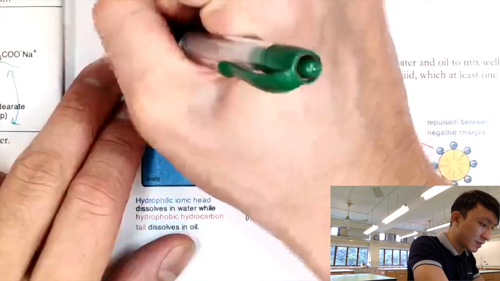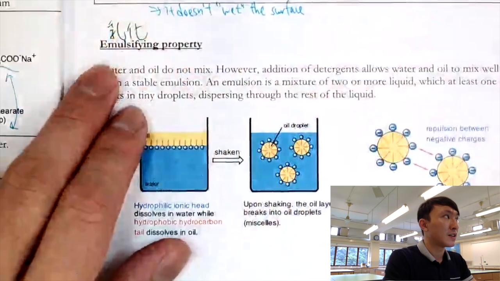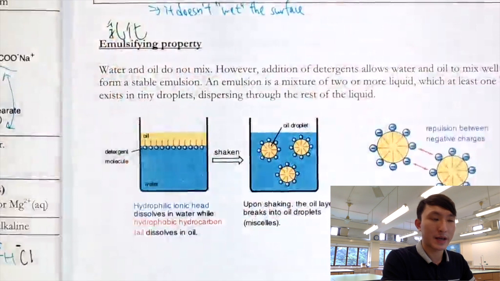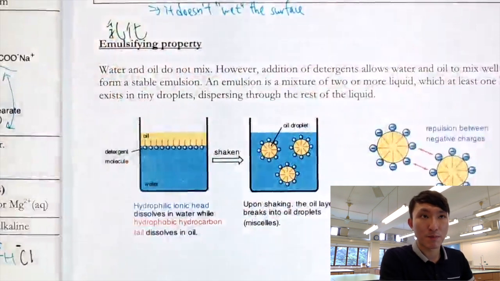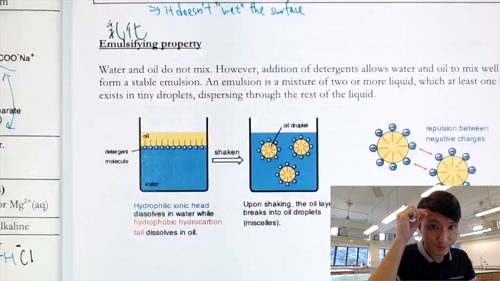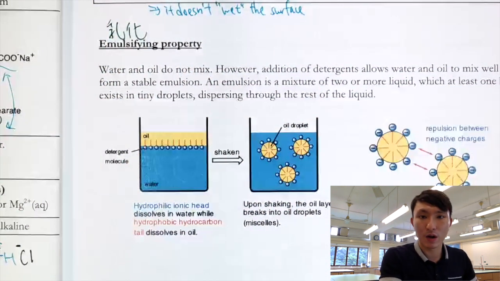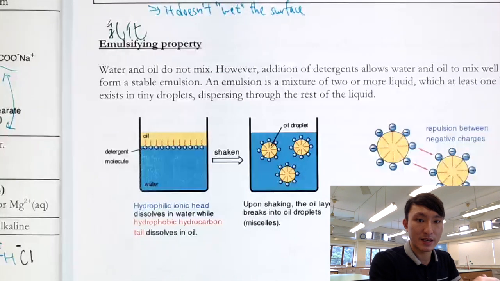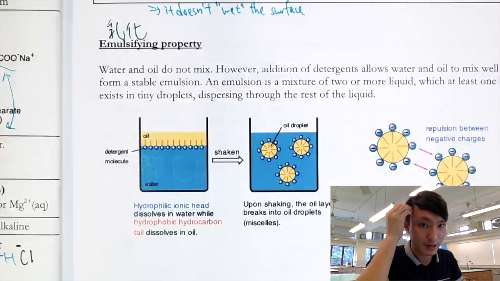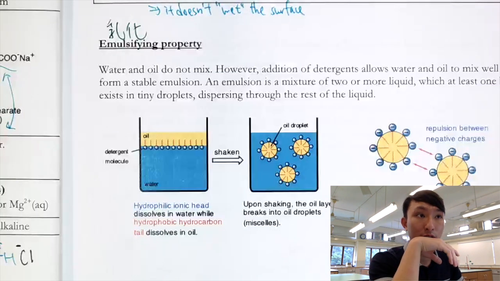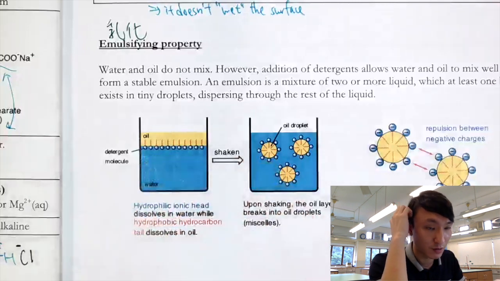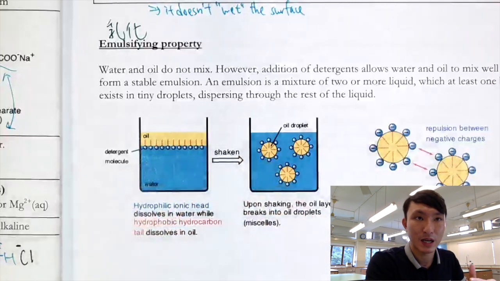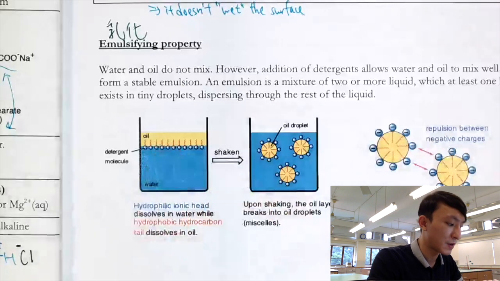Emulsifying is a process to make oil into oil droplets, which are more soluble in water. If you learned about it in biology, you know bile salt. Bile salt is able to emulsify fat into oil droplets, which increases the surface area for the enzyme lipase to act on the lipid, and therefore speeds up the rate of digestion of lipid.